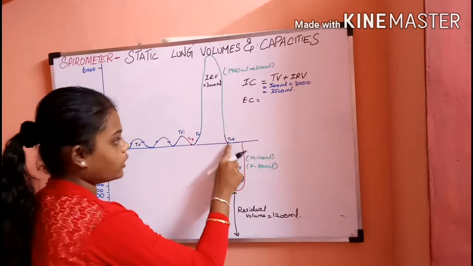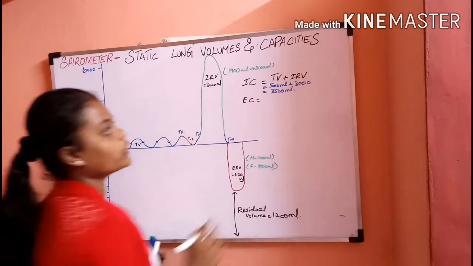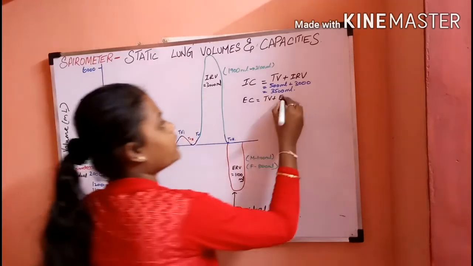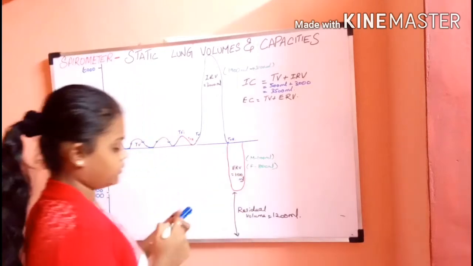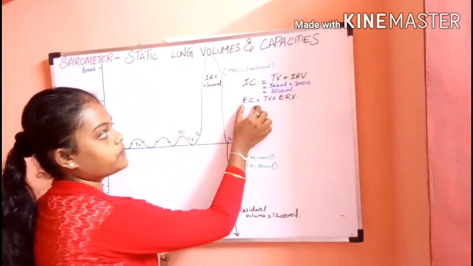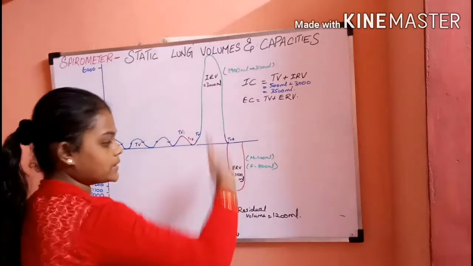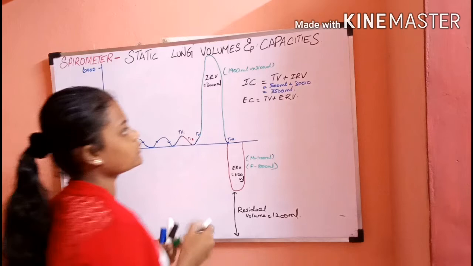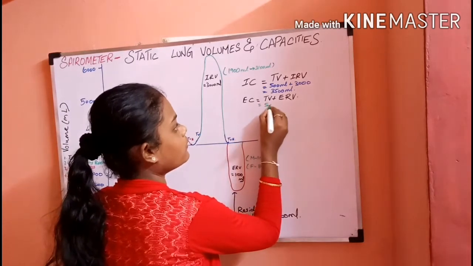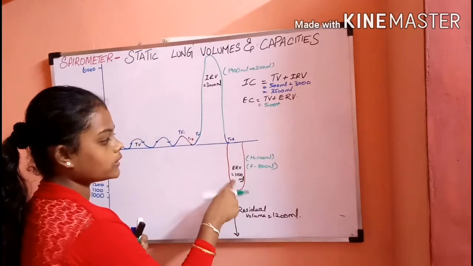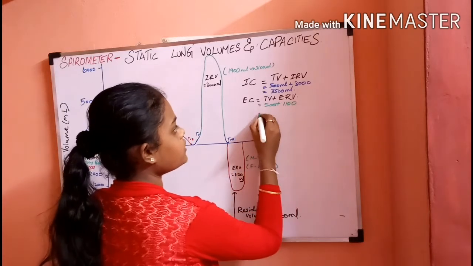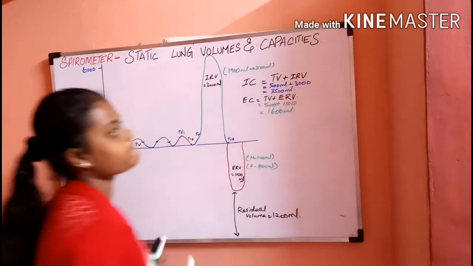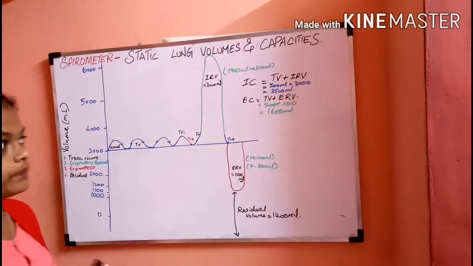Expiratory capacity is tidal volume plus expiratory reserve volume. The tidal volume is 500, right? And the expiratory reserve volume is 1100. So 1100 plus 500 is 1600 ml. This is the expiratory capacity, right?